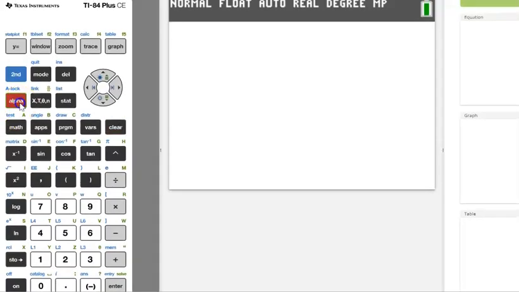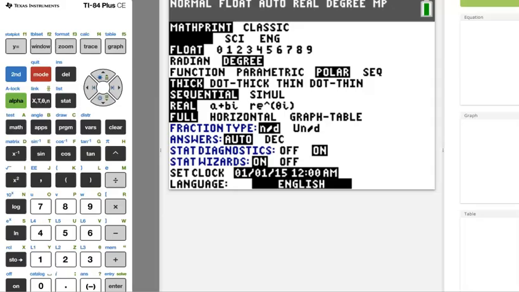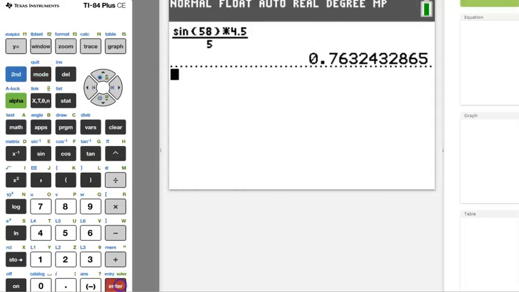First off, I'm going to use my fraction builder, and I'm going to say sine of 58 times 4.5, and that's being divided by 5. I need to make sure that I'm in degree mode, which I am. And so when I hit enter, that gives me that decimal that we had gotten.